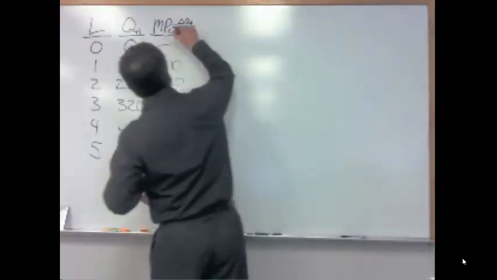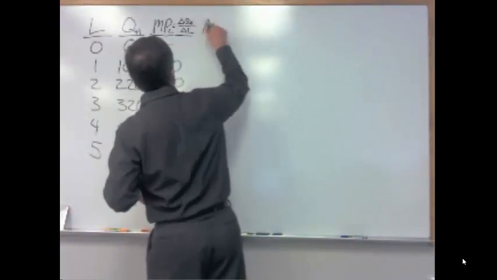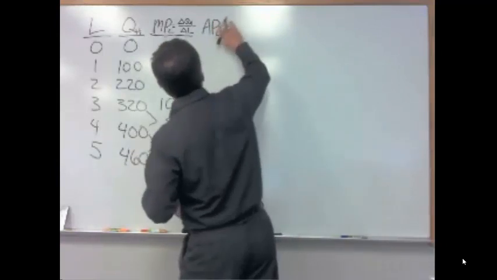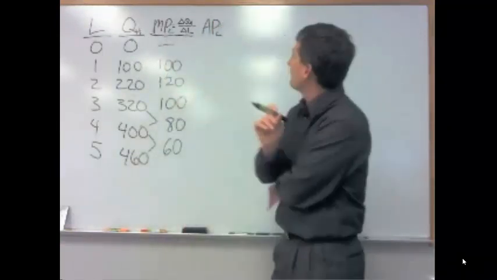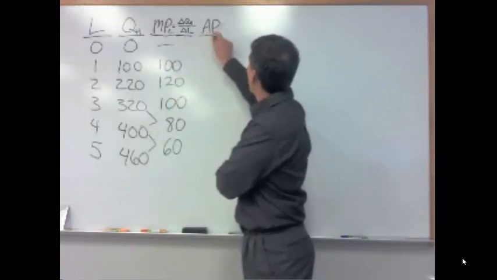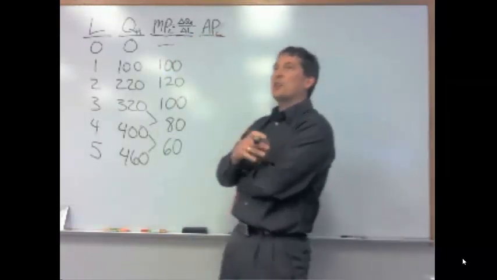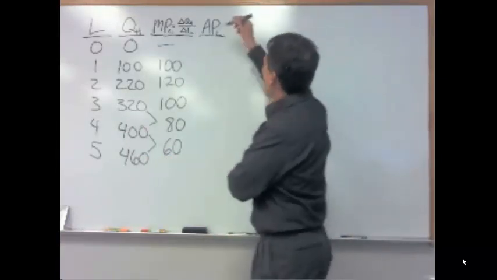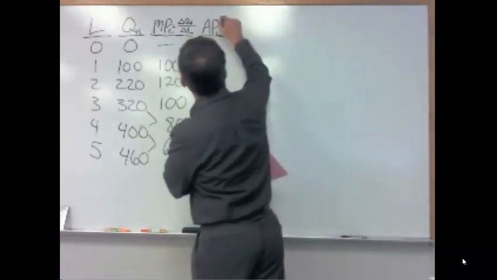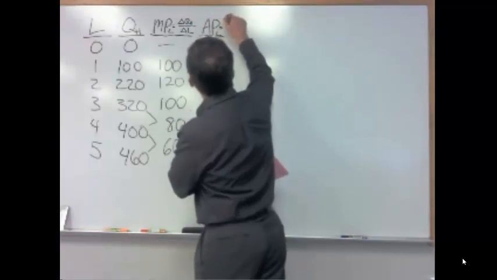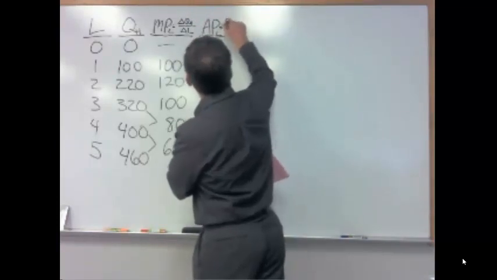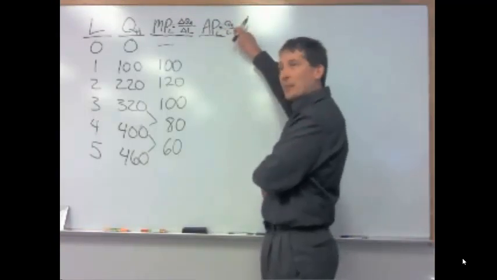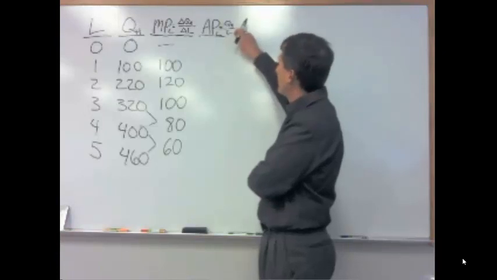Now, the other one I want to put up here, just because people do it and we need to be aware of it, but it actually kind of stinks. For decision making, it stinks. And that is the average product of labor. How much on average do I get out of my workforce? The average product of labor is very close in terms of its formula, but it is just the quantity, no triangle. Take the quantity you're making, divide it on average by the number of people that it took to make that quantity.